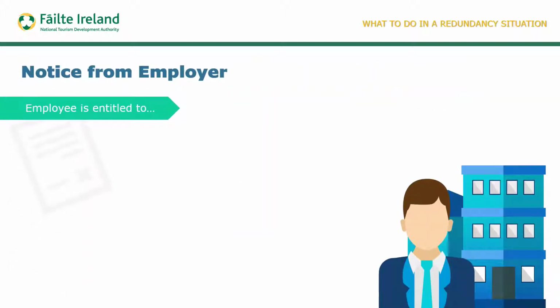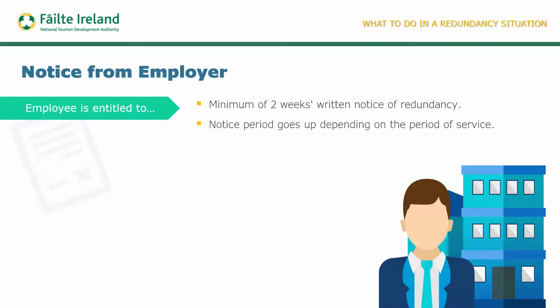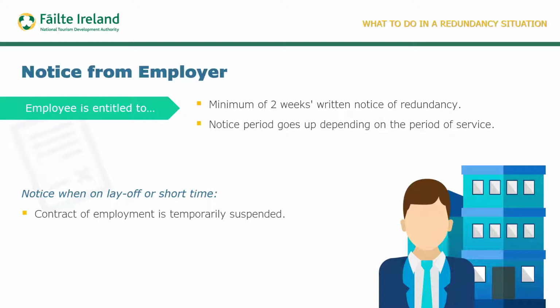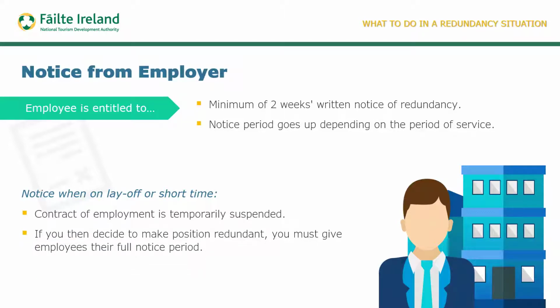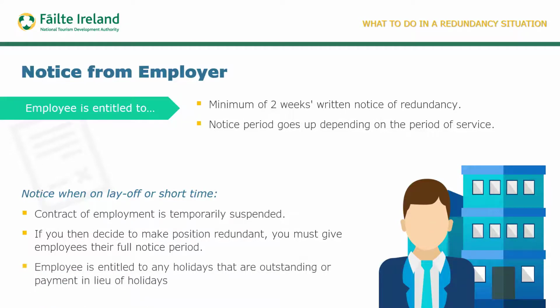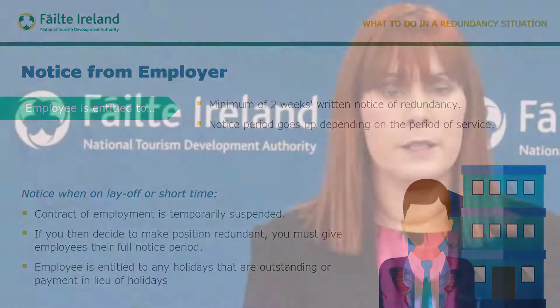Remember also, as an employer, you must give the employee notice of redundancy. The employee is entitled to a minimum of 2 weeks written notice of redundancy. This notice period goes up depending on their period of service. So notice when on layoff or short time is as follows. If the employee has been put on layoff or put on short time, this means that the employee's contract of employment is temporarily suspended. If you decide to then make the position redundant, you must give them their full notice period. The employee is also entitled to any holidays that are outstanding or payment in lieu of holidays.